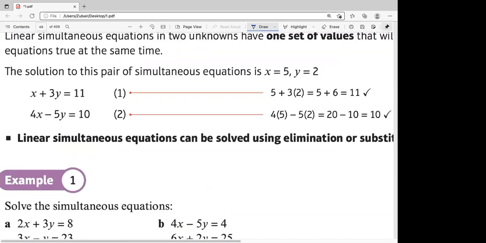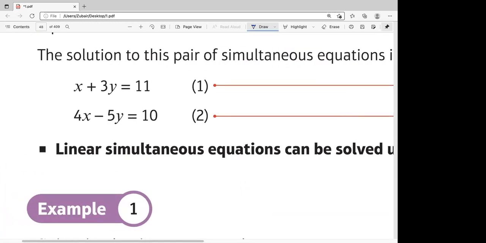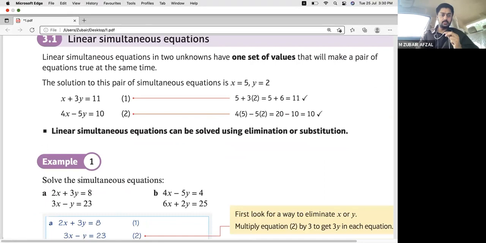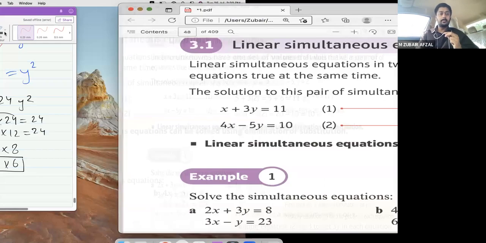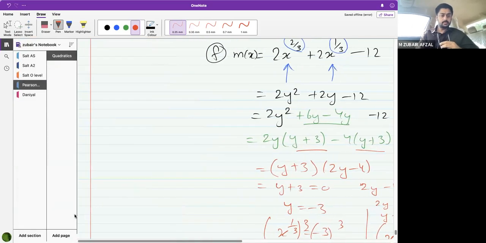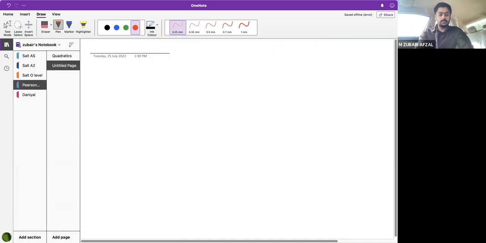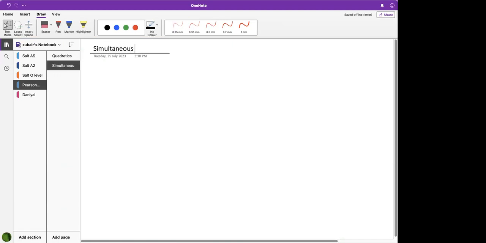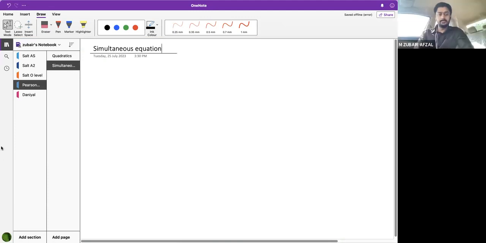Do you remember simultaneous equations? You haven't done this? Okay, we'll start from scratch. I said I remember it. Okay, okay, okay.